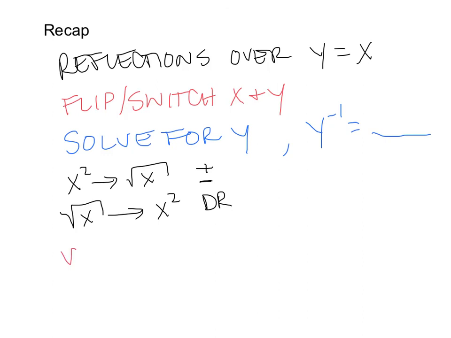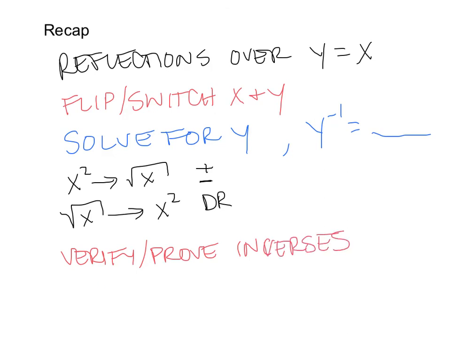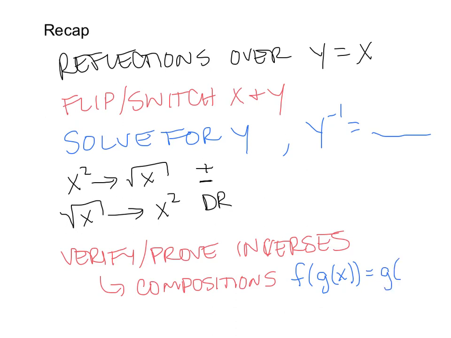And remember that to verify or prove things are inverses, verify, I spelled that right, you use compositions. So to prove things are inverses, you have to show that the composition one way is the same as the composition the other way, and it also equals x. Those are just the things that you need to remember as you are finding inverses of functions, whether using graphs, tables, or algebraically.